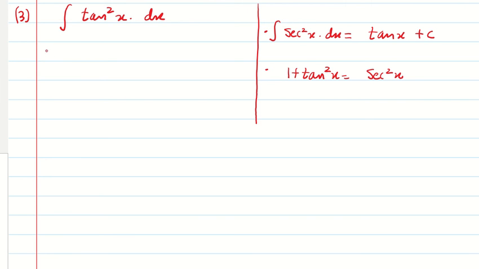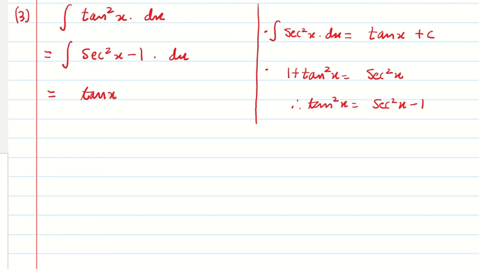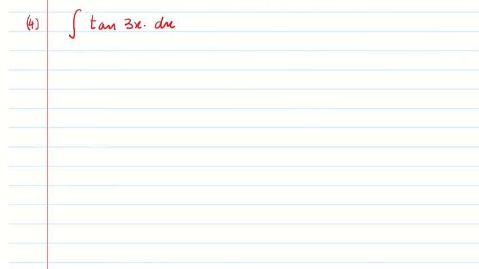So what you need to do is get the integrable form. So your tan square x will be equal to sec square x minus 1. So this will be integral of sec square x minus 1 dx. Now your integral of sec square x is tan x, so the answer is tan x minus x plus c. End of the story. So fourth, integral of tan 3x.